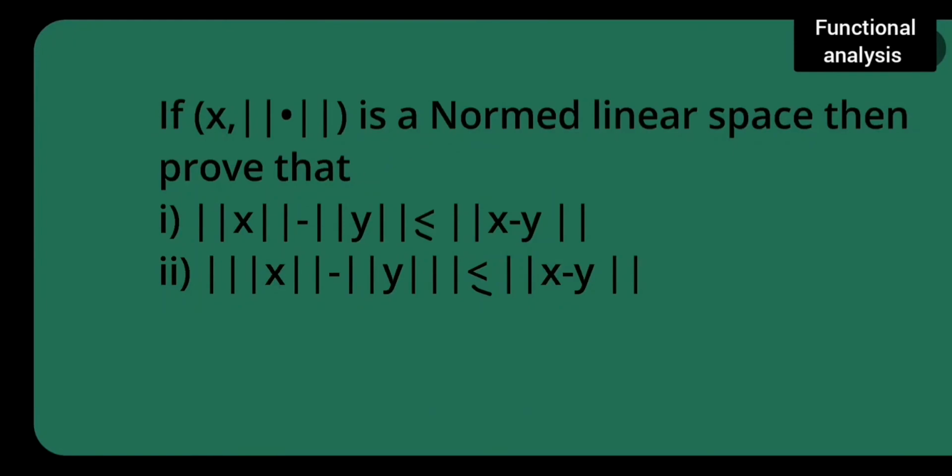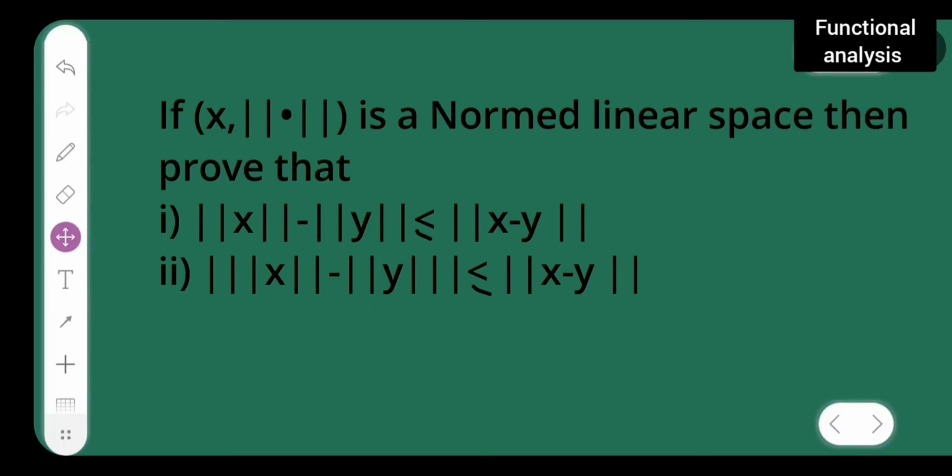So in today's lecture of functional analysis, I'm going to teach you a very simple one. If (X, ||·||) is a normed linear space, then prove that, first, ||x|| − ||y|| is less than or equal to ||x − y||, and the second one is, modulus of ||x|| − ||y|| is less than or equal to ||x − y||. Now these two simple proofs I will be doing. Next, let me turn the page.